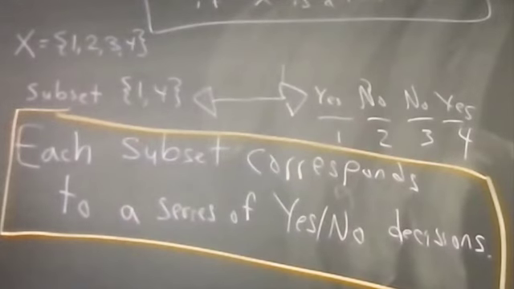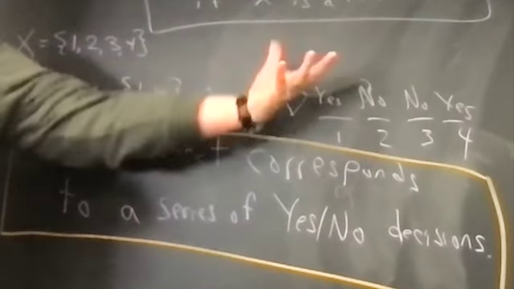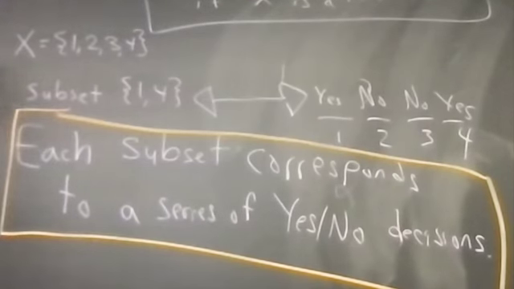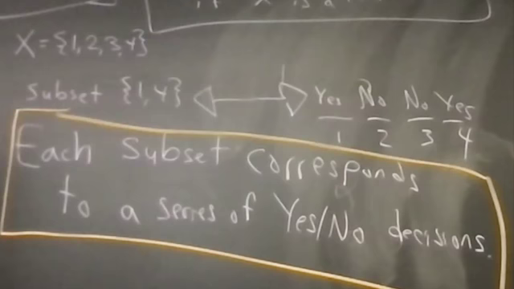Each subset corresponds to a sequence of yes/no decisions, one after the other. If you decide to include an element, you say yes. If you don't, you say no. So how many subsets would there be for 1, 2, 3, 4? 2 to the 4th. Why?